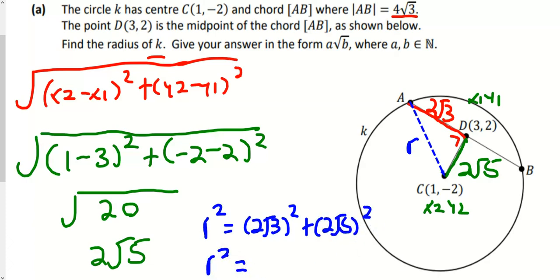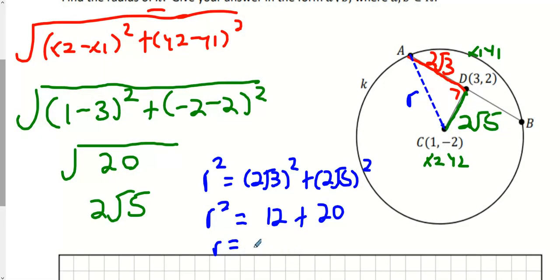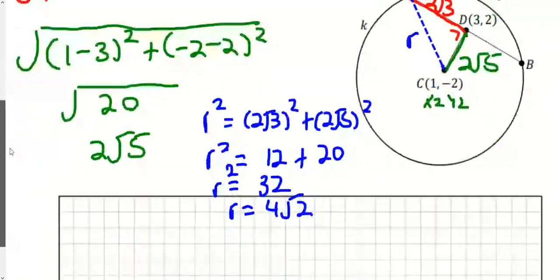Radius squared equals, for argument's sake, 12 plus 20. Root 32, I think we're looking at here. So I'm thinking r is root 32. And root 32 is 4 root 2. So the answer for the radius is 4 root 2. Happy days.